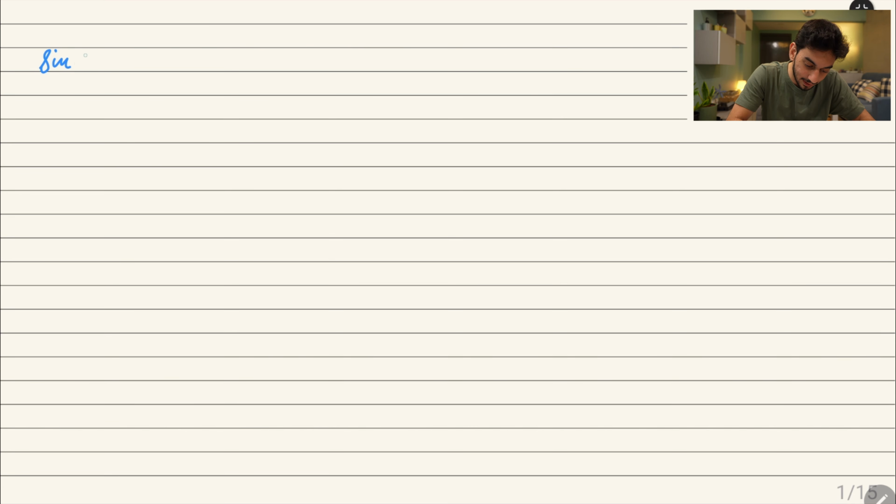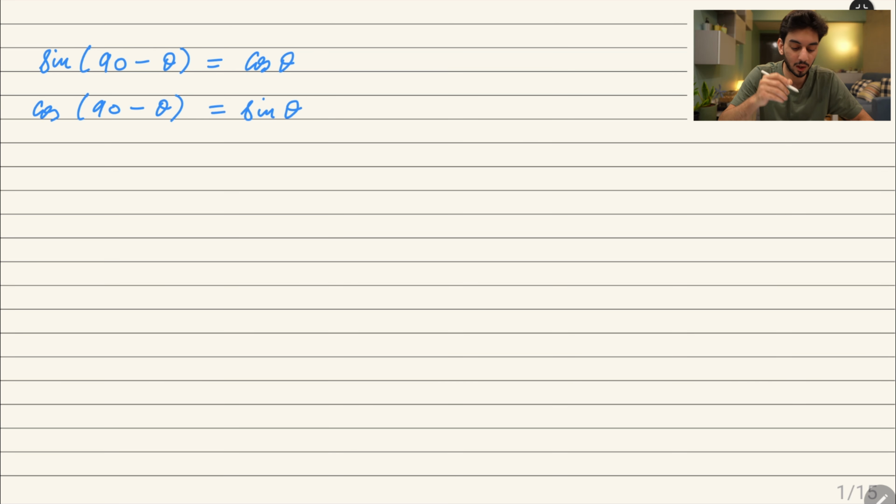Okay, so the first thing is that sine of 90 minus theta is equal to cos theta. Next, cos of 90 minus theta is equal to sine theta. So you put up a co or you remove a co. Sine becomes cosine and cosine becomes sine. So you either add a co or you subtract a co from the name of the trigonometric function.